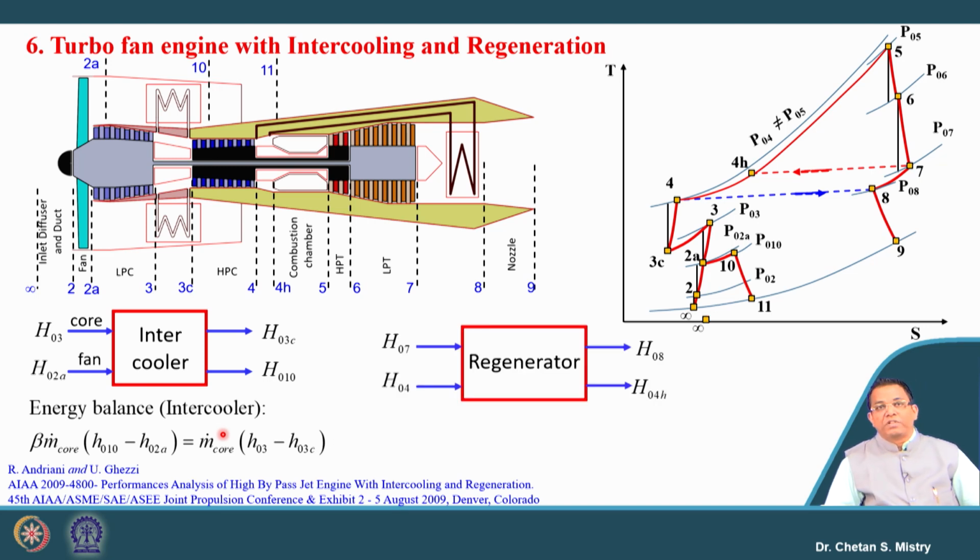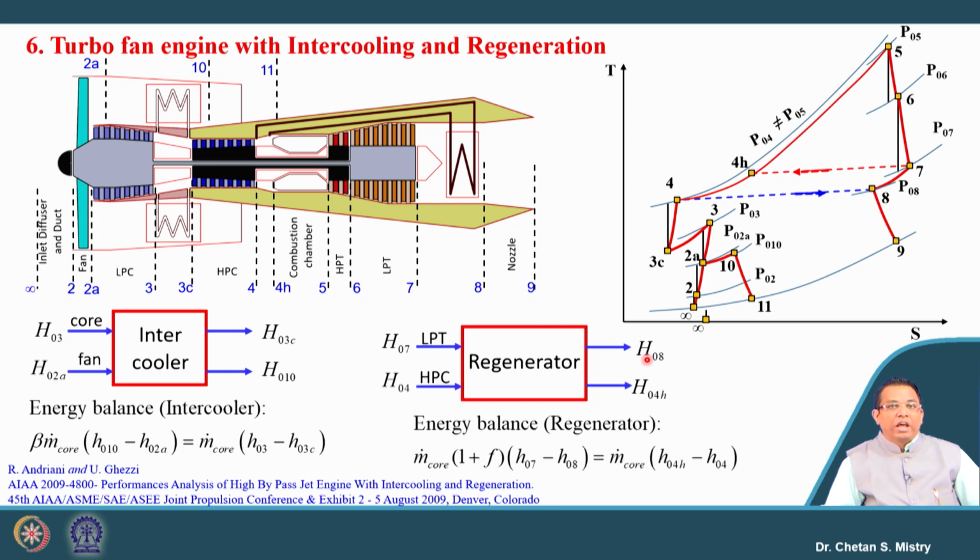Similarly, if I represent the regenerator, we have one stream coming out from the HP compressor and one stream coming out from the LP turbine. That first stream gets heated up in terms of H04H, and the other gets cooled in terms of H08, and this represents my energy balance for the regenerator.